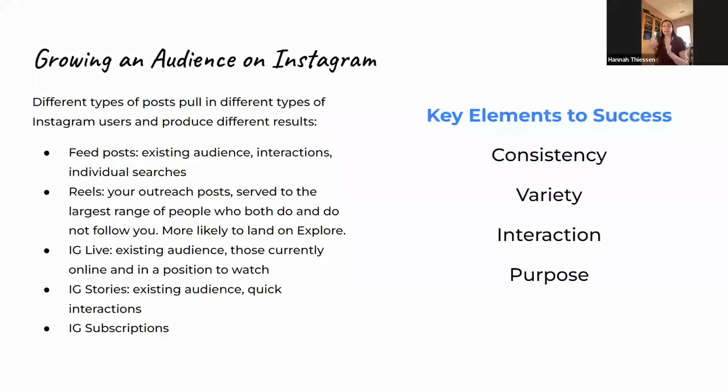Speaking of increasing engagement, we're going to talk in a second about growing an audience on Instagram. So different types of posts that you make pull in different types of Instagram users and produce different results. We talked about this a little bit with who is viewing your feed and how are they getting there. Feed posts, for example, people discover your feed posts in a few different ways. They may have been fed your post on their scroll because they already follow you.